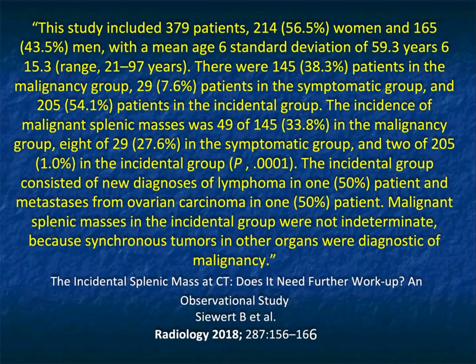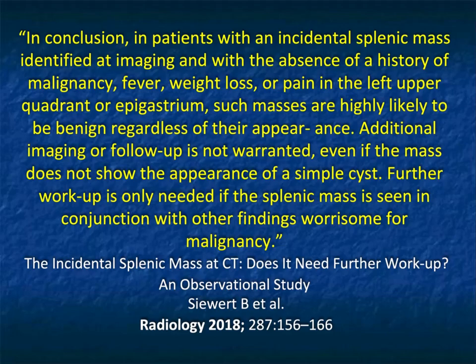The incidence of malignant splenic masses, 49 of 145 in the malignancy group, 8 of 29 in the symptomatic group, and 2 of 205 in the incidental group. The incidental group consisted of new diagnosis of lymphoma in one case and mets from ovary in another case. Okay, so again, it's rare to find a splenic lesion that's of concern, but if it is of concern, usually you're going to find other findings in the patient, which makes the differential diagnosis fairly straightforward.